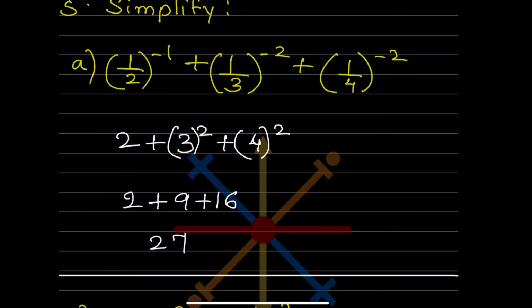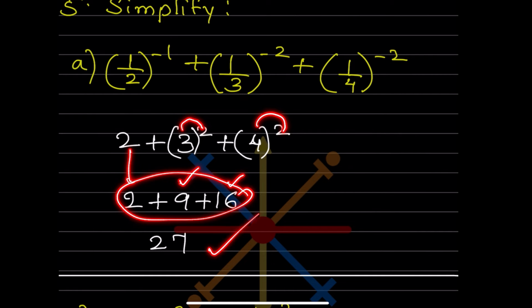Now let us simplify. So again there is a negative 1. So this gets flipped over. So we get 2. For this one, negative 1, so with this we flip over. So we get 3, but that is square. This is negative, so we flip over, that will be 4 raised to 2. So this is 2, 3 square, that is 9, 4 square, that is 16. So when you add all these, we get 27.